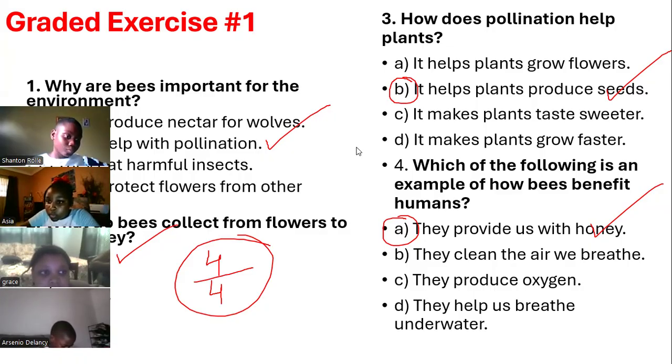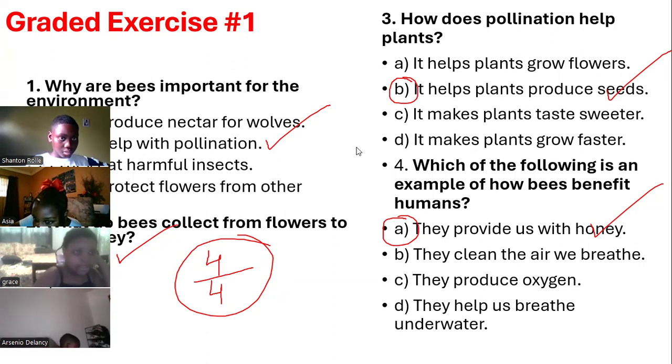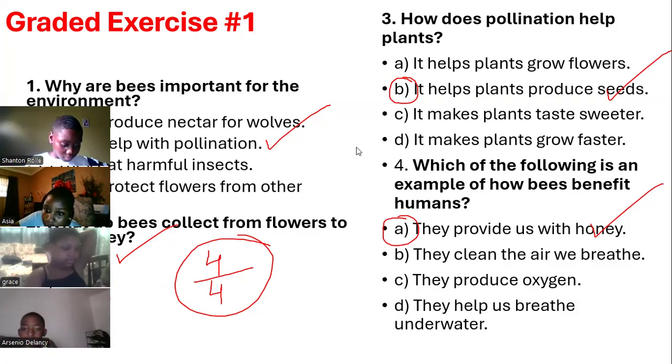Plants will go faster. Fewer plants will be able to reproduce. Now number seven. I got that wrong. Which of the following is not a threat to bees? Pesticides, loss of habitat, climate change. Which of all of that one? Pollination. Very good. Pollination is not a threat to bees.